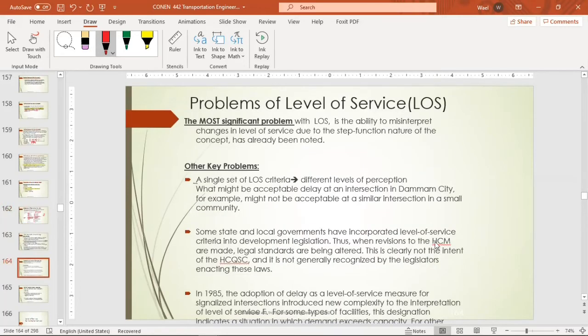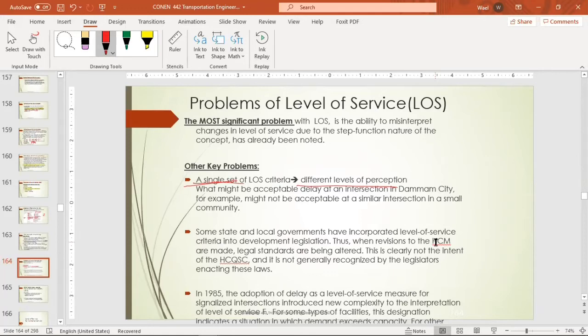We have a single set. That means if the delay is more than 5 seconds, that's level of service B. If the delay is more than 25 seconds, that's C. And this is applied for everybody. So as I mentioned, different levels of perception, and a single set of criteria. That's one of the deficiencies of the level of service concept. Also, some state and local governments have incorporated level of service criteria into development. Yes, this happened in the States, that some local governments started to put the values stated by the Highway Capacity Manual as standards. But the problem is that the Highway Capacity Manual itself is dynamic and it's changing. So that's another issue.